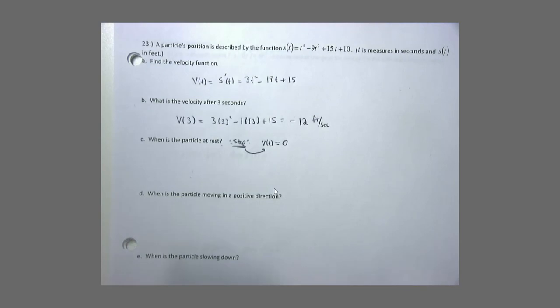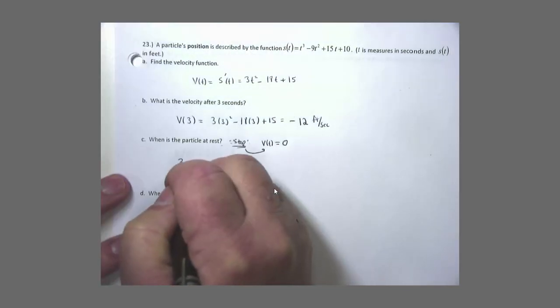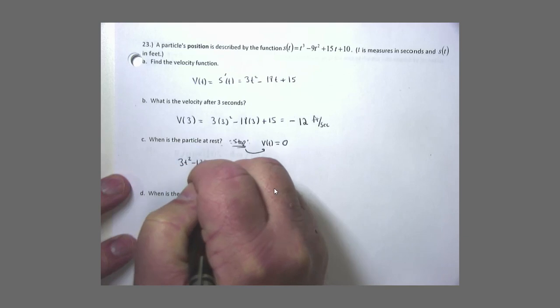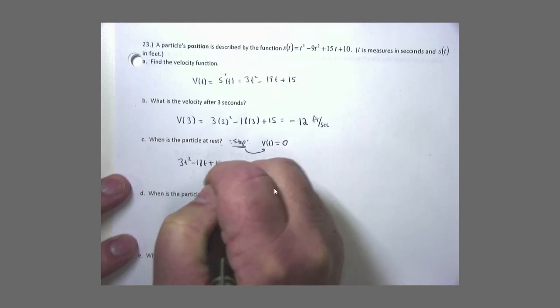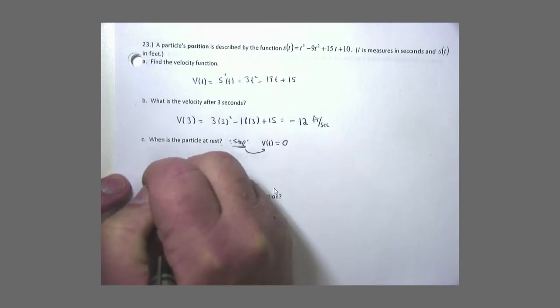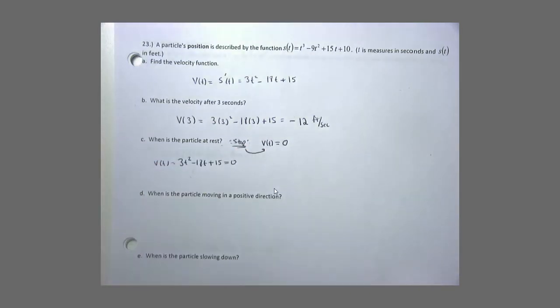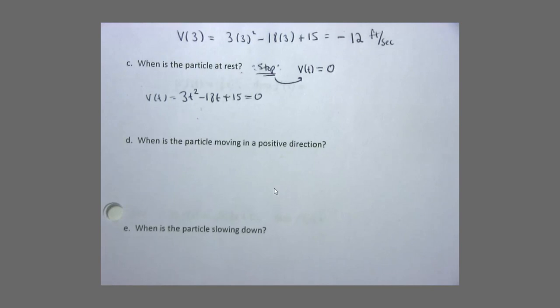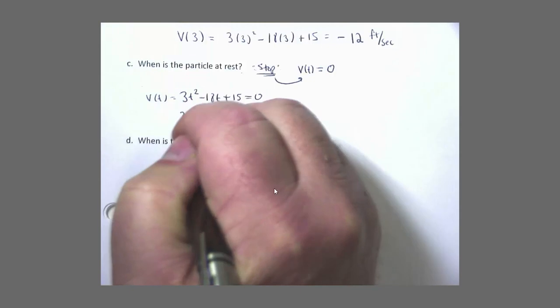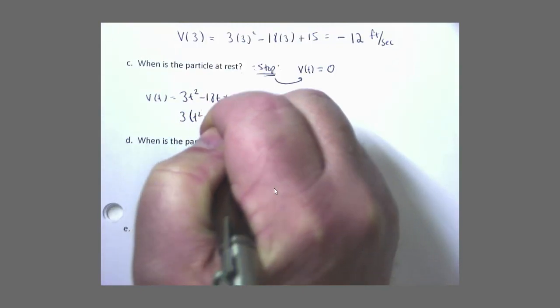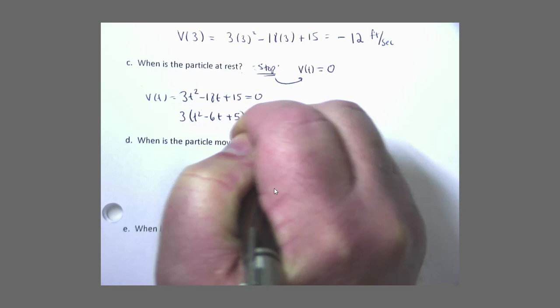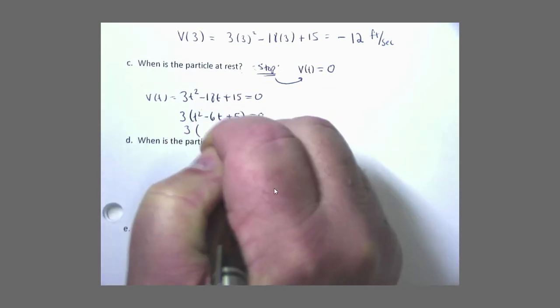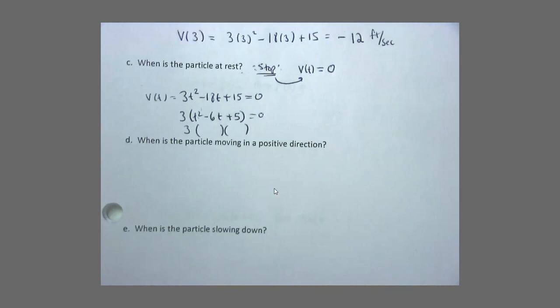So I'm going to take my velocity equation, which is 3t squared minus 18t plus 15. I'm going to set it equal to 0 and I'm going to solve. How am I going to solve this thing? Well, first thing I'm going to do here is factor. What do you have in common in the 3t squared minus 18t plus 15? You have 3 in common. You can factor that out. That'll leave you with t squared minus 6t plus 5. Now, leaving the 3 out, I think the t squared minus 6t plus 5 is going to factor.